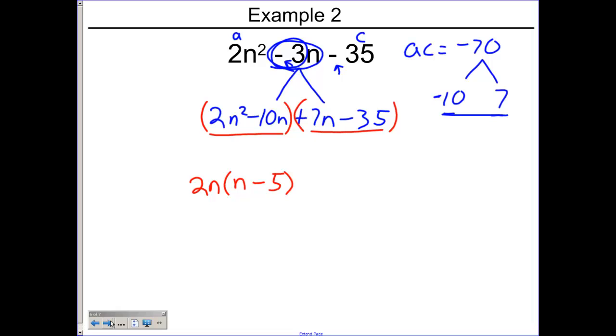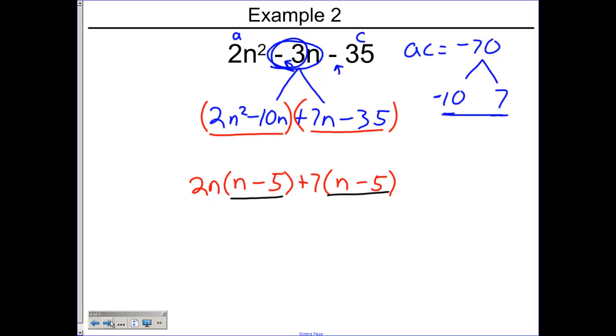In my second group, my greatest common factor is going to be a +7. So +7. And then I got to factor that out, and what's left over stays in the parentheses. So I'll have an n minus 5. And you'll start to notice that if I get to this point where I have two of the same terms in parentheses, I'm doing something correct.